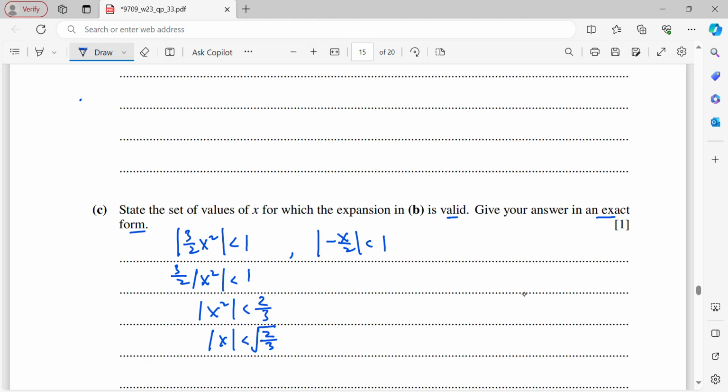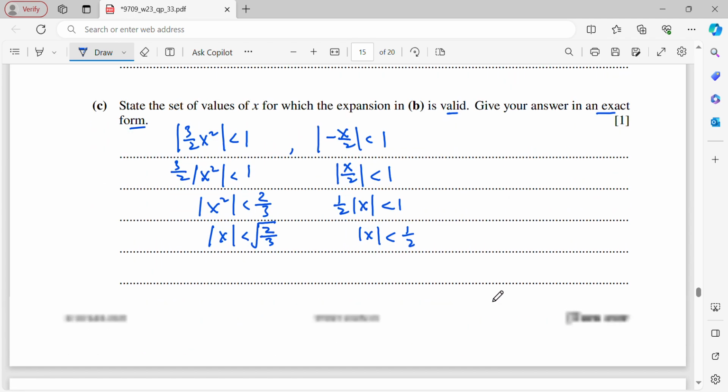Alright, and then for the next one, it will be modulus of negative x over 2, which is the same as positive. Then the over 2, you can write modulus x times half, or I would say half modulus x less than 1. Oh sorry, so the half you move to the other side is 2. Mistake here, this is 2, hence modulus x less than 2. Now we know that 2 is basically square root 4. So then this is only square root 2 over 3, which means we will take the smaller number.